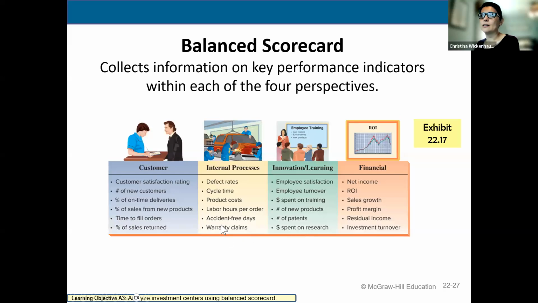Also, how many warranty claims, because those warranty claims could mean that there's something wrong in our internal processes, creating a product that isn't withstanding some normal usage. We like to focus on innovation and learning. This is very important. Like, how happy are your employees? If your employees aren't happy, they're going to leave, and you have a lot of expense in that.